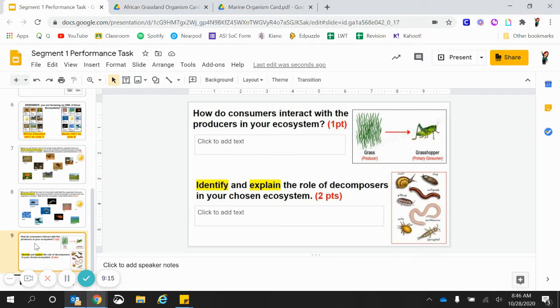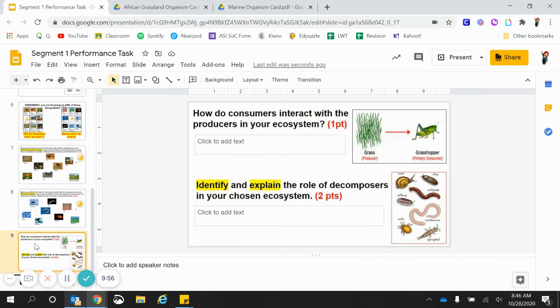Now on to slide 9. How do consumers interact with the producers in your ecosystem? The producers are the limiting factor of the primary consumers. The primary consumers obviously use them for food, but they're also using them for other things like protection and places to allow their young to grow. A lot of you just said the consumer eats the producers. Okay, but how is that an interaction? Are they mutually beneficial? Those were the words I was looking for.